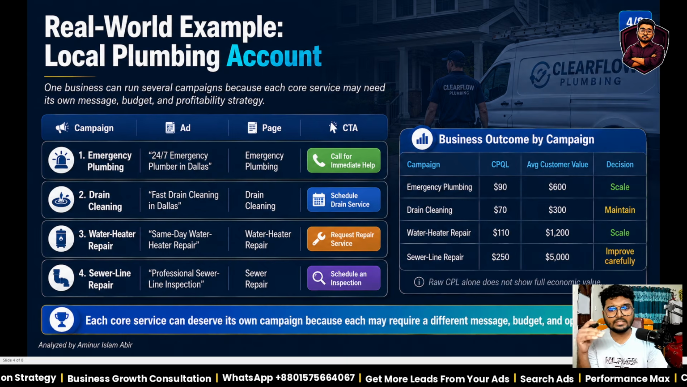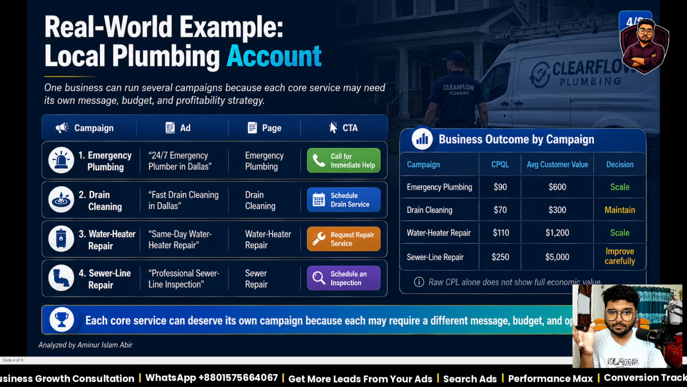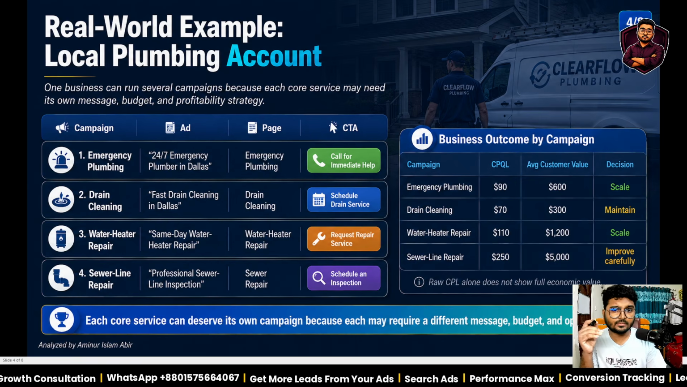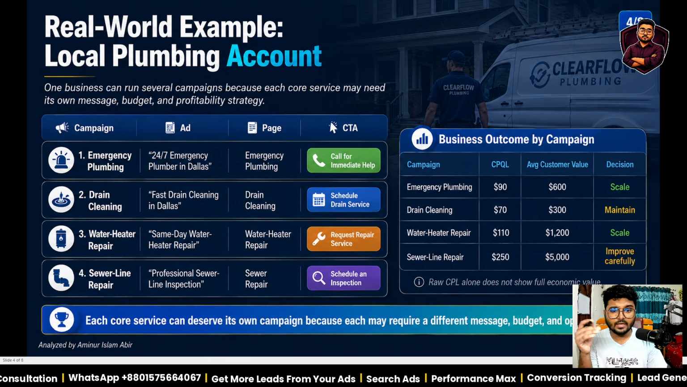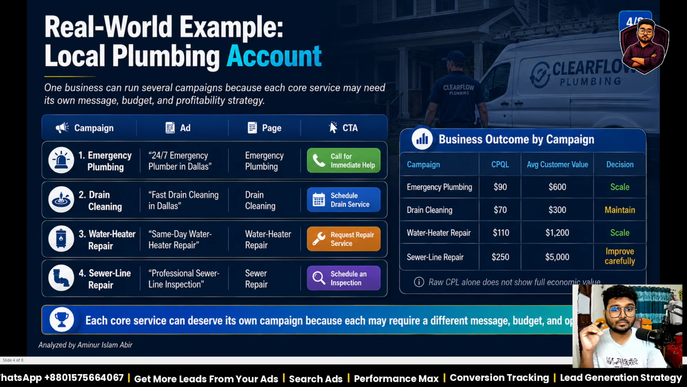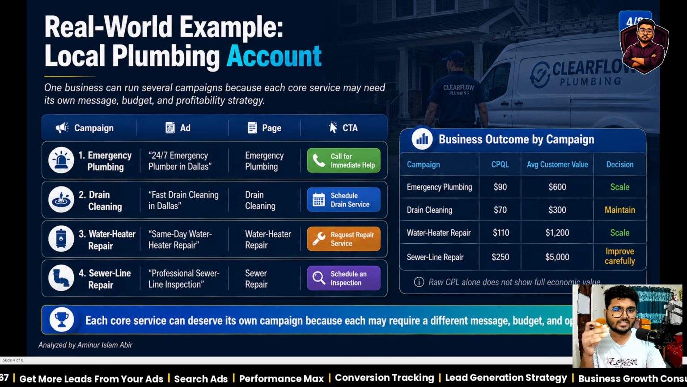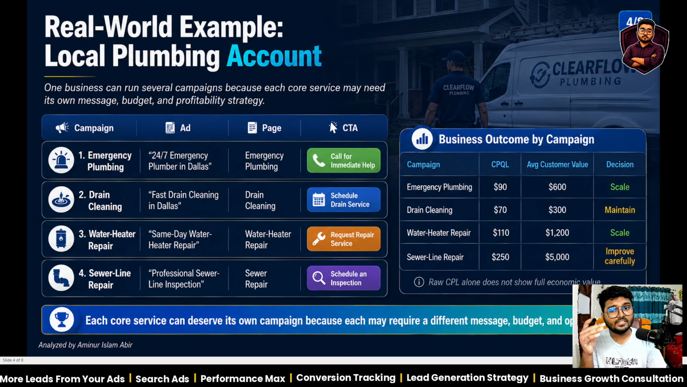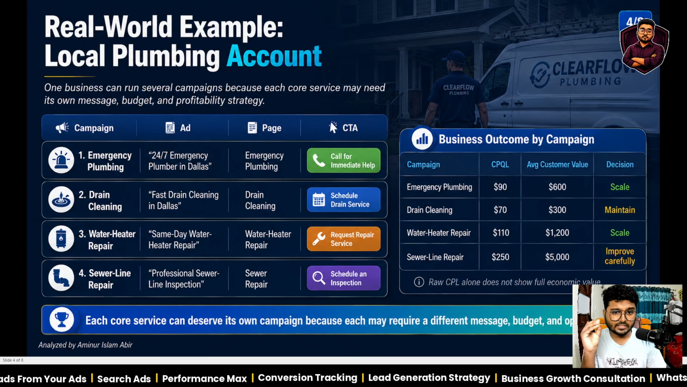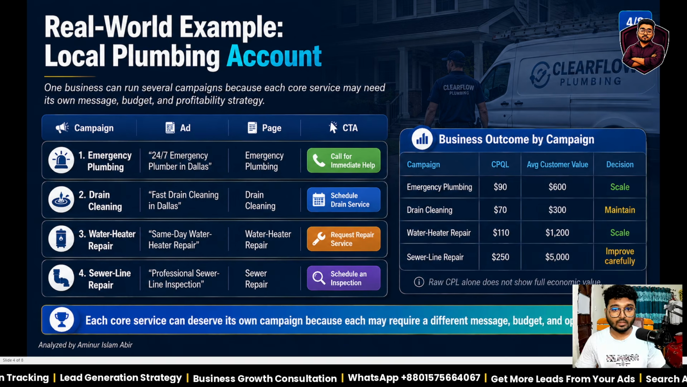If we looked only at cost per lead, drain cleaning would appear to be the strongest campaign, but the water heater and sewer services may create much better revenue, margin, and customer value. The cheapest lead is not automatically the most profitable customer. Each core service may require its own message, budget, and profitability strategy. The principle is simple, but poor implementation can make the account too broad or too complicated.